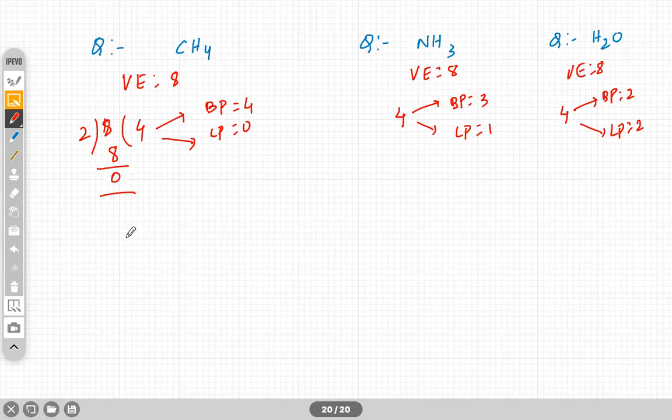So all these are tetrahedral geometry. This one is pyramidal shape. And here the shape is V shape, V bent angle.